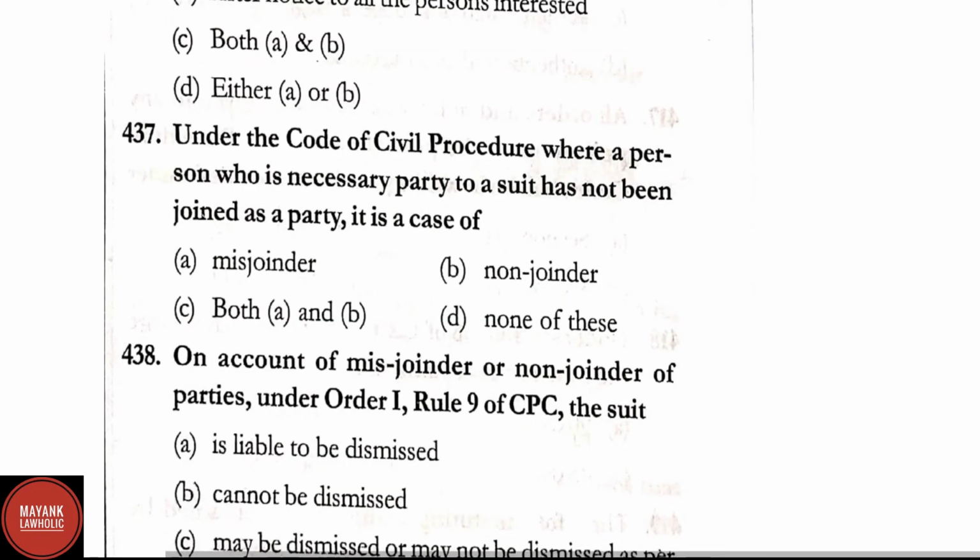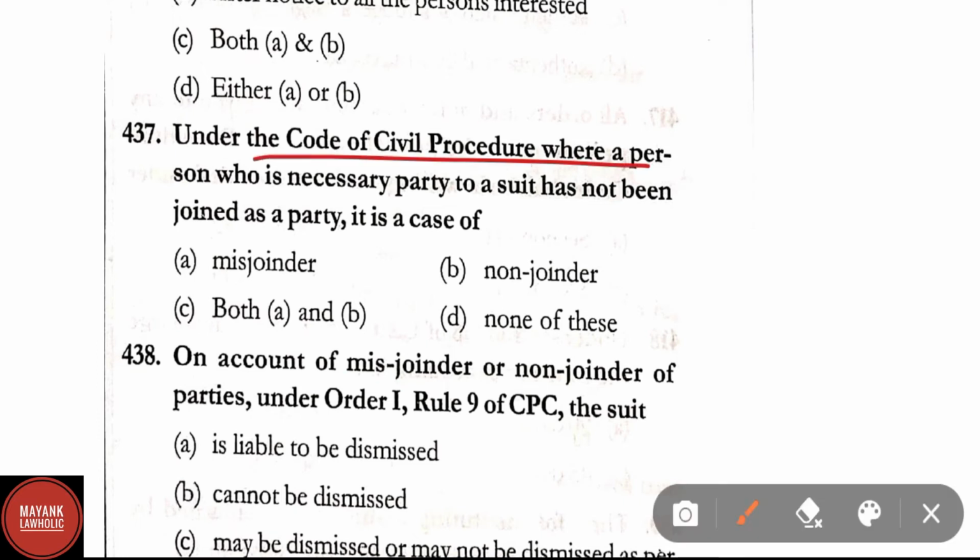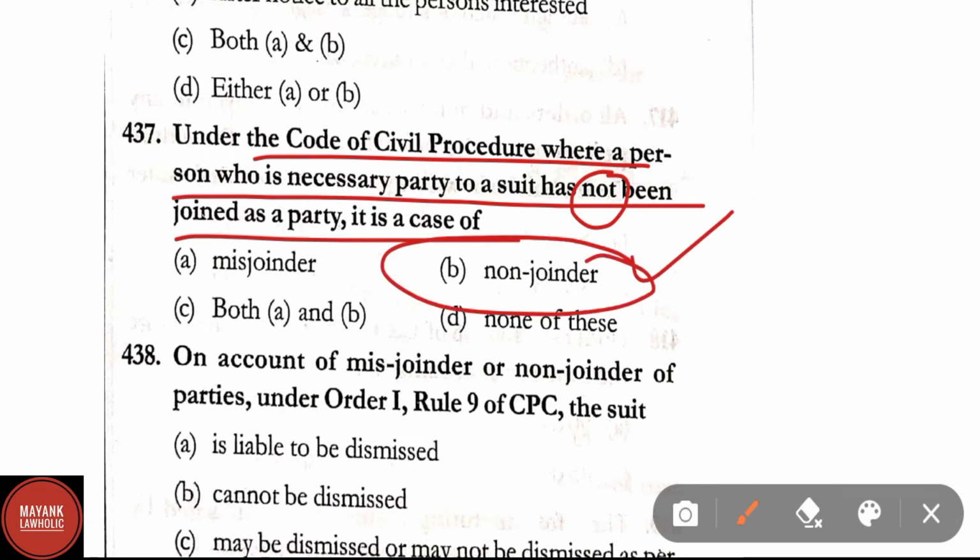Question number 437. Under the Code of Civil Procedure, where a person who is a necessary party to a suit has not been joined as a party, it is a case of misjoinder, non-joinder, both A and B, none of these. Here correct answer is option B, that is non-joinder.